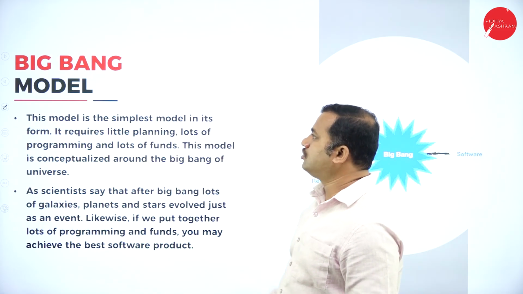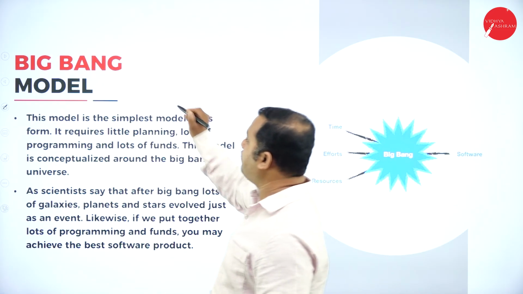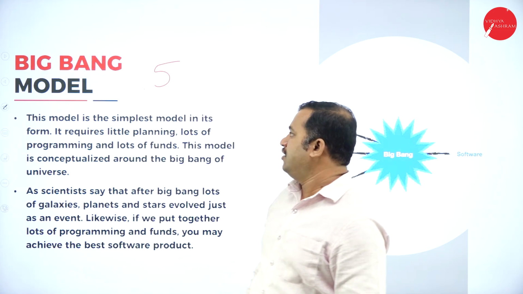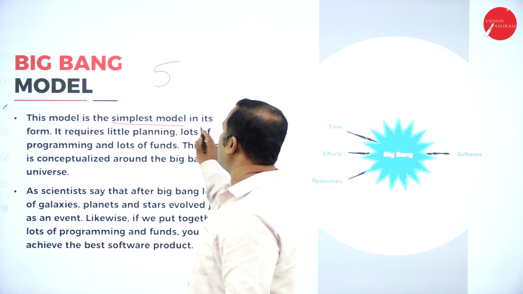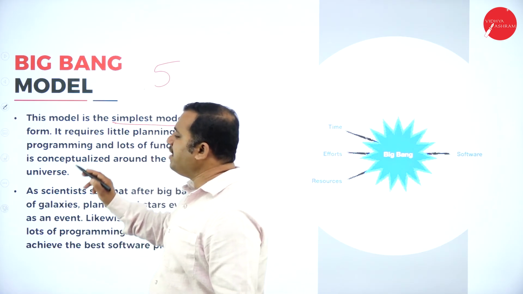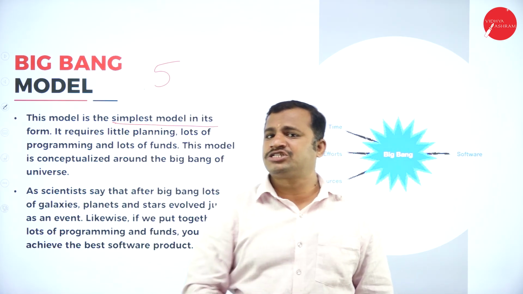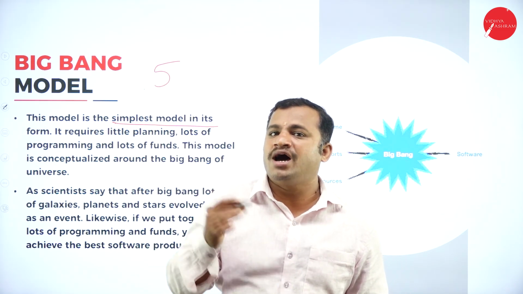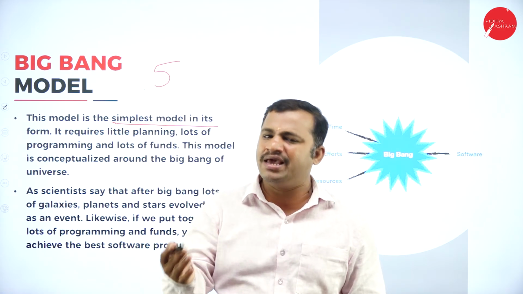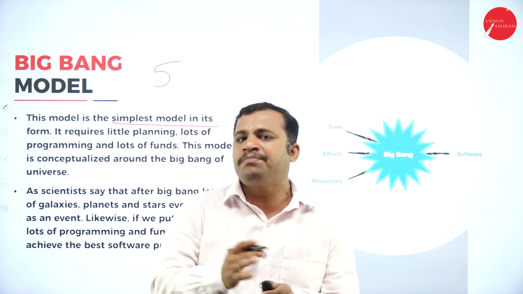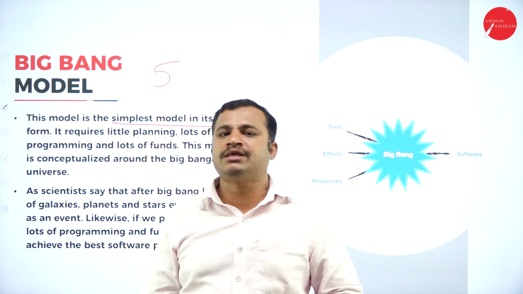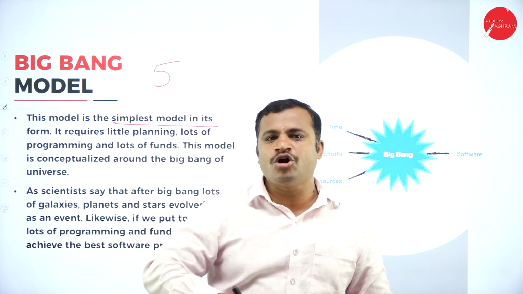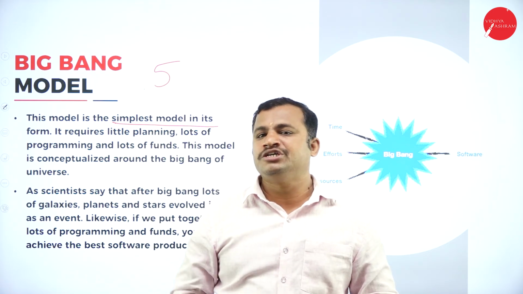Now, let us move on to the next model, that is the Big Bang model. In the Big Bang model, we come across the simplest model in its form. The name Big Bang indicates that, just as new stars and galaxies are formed after the Big Bang, in the same manner, with the initial planning, we start developing the product. Once new changes are required, we start incorporating them.